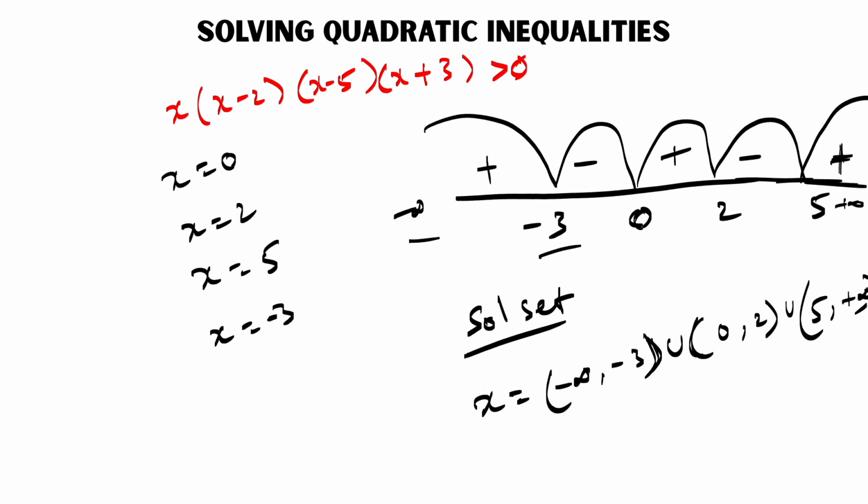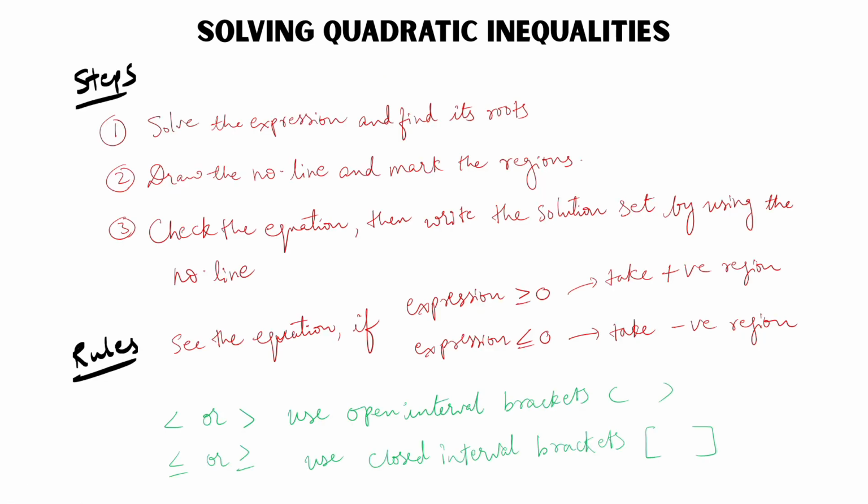I will just summarize the inequality here. So this is the summary of the quadratic inequalities. The first step you must follow is you must solve the quadratic expression and find its roots, and then draw the number line and mark the regions, right? So you will start with positive, positive, negative, positive. So alternatively you will change the signs, and the third step is to check the inequality, then write the solution set of that inequality by using the number line.